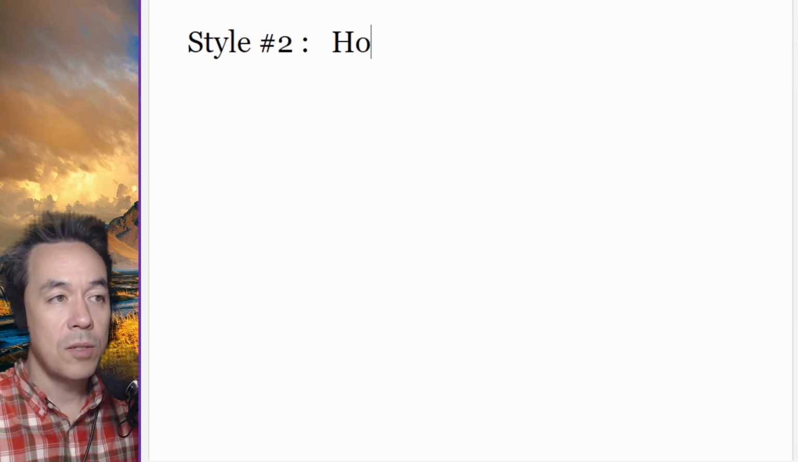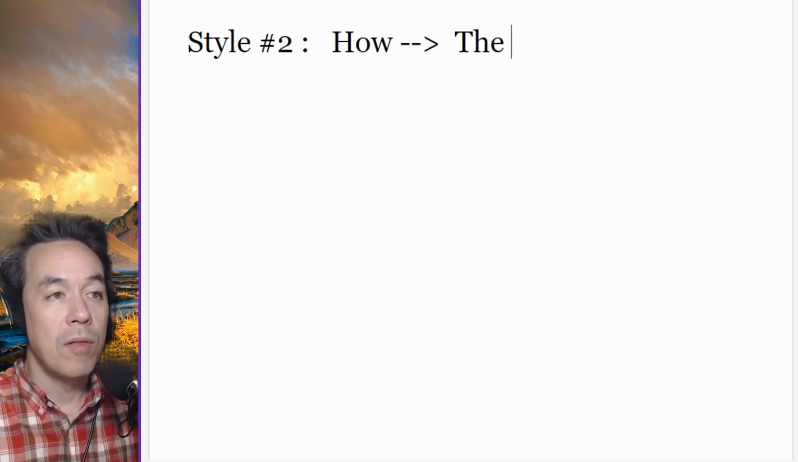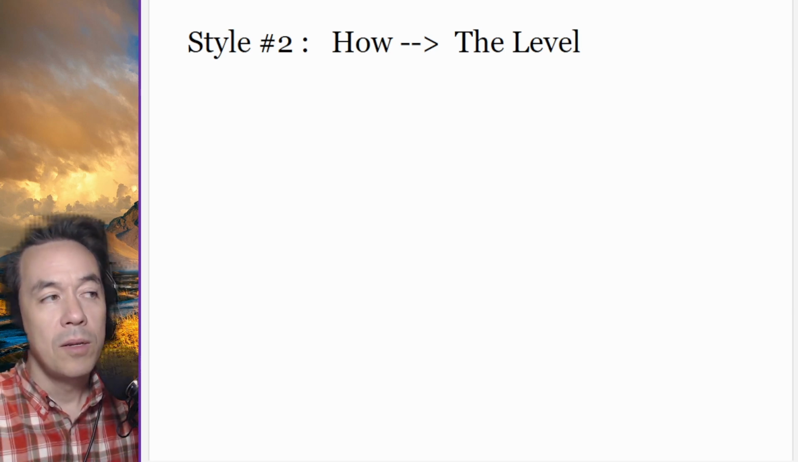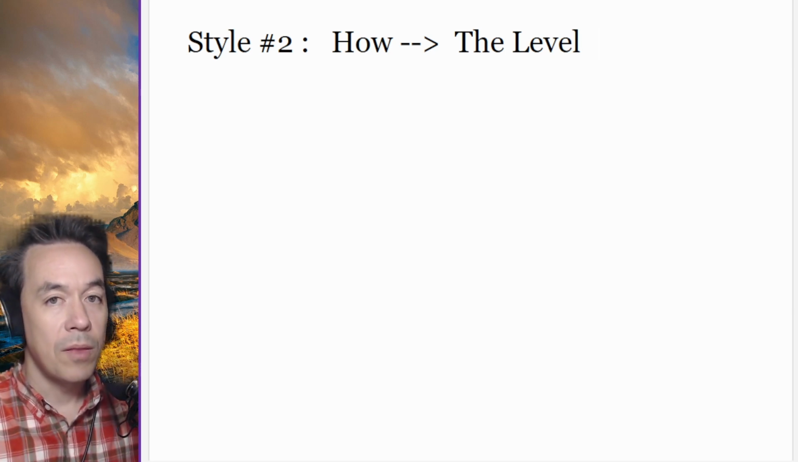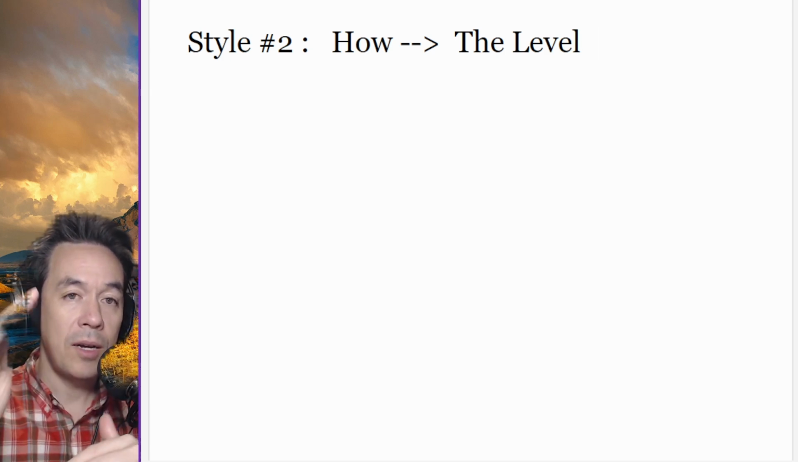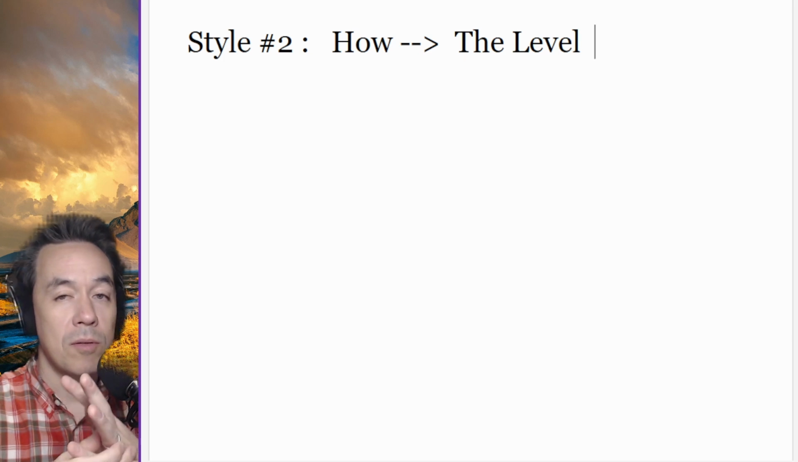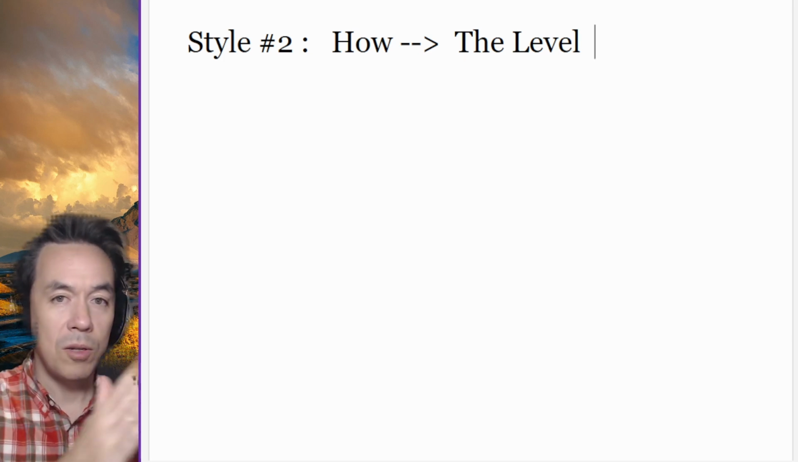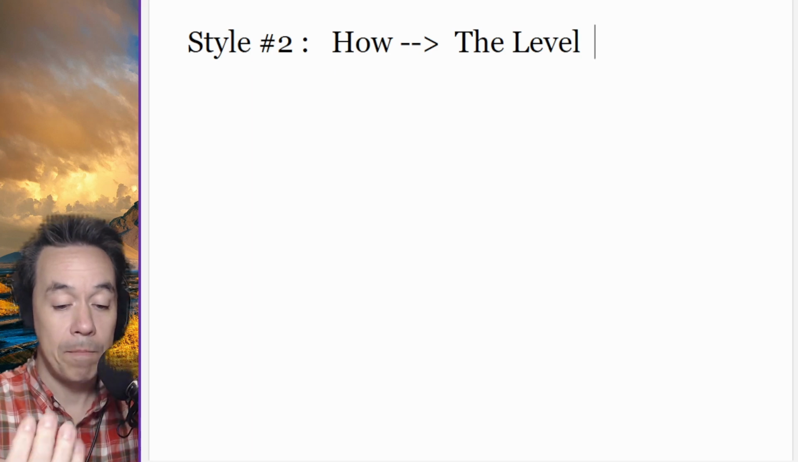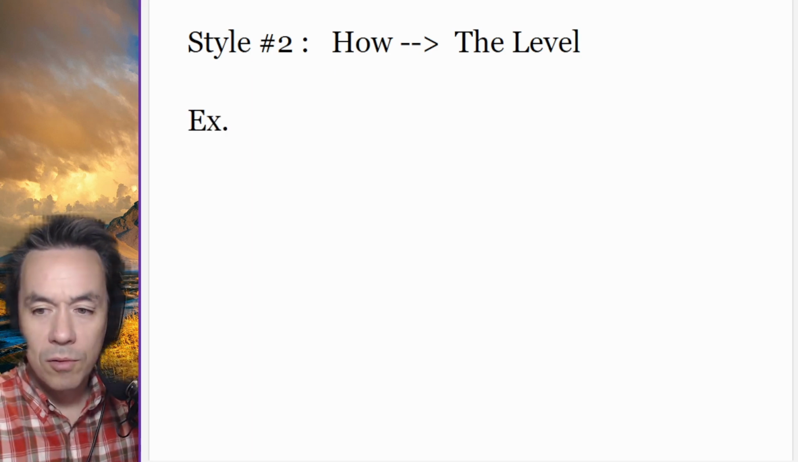So this one's called how, and it meaning the level. So the level of something. It could be the level of an adjective or adverb. Could be high or low, few or many, small or big. So what is the level of this adjective or adverb? Let's do some examples, of course.